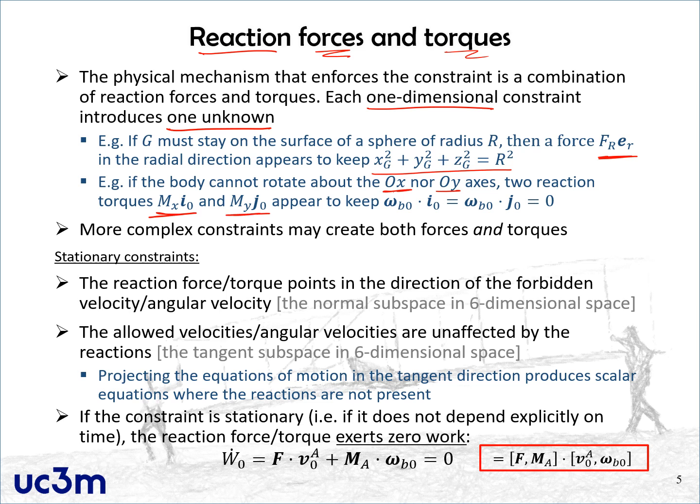And these torques will be as large as necessary to make sure that the angular velocity projected along these two axes is actually equal to zero, satisfying the constraint. Of course, there are more complex cases.